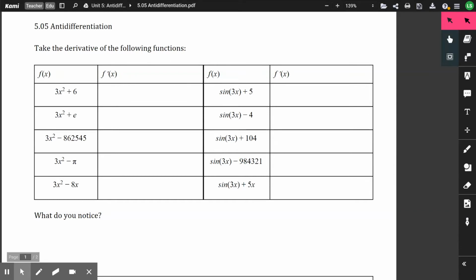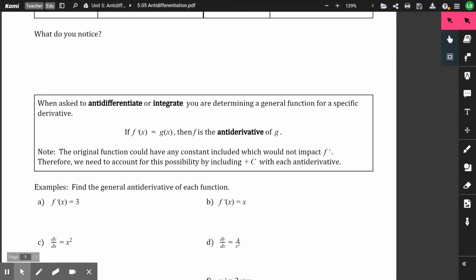Hi everyone. At this point, we have already taken a look at a couple of patterns between taking the derivative of f of x and looking at what patterns happen, especially dealing with the constants that are in f of x and how they disappear. We've talked about the idea of anti-differentiating, or integrating, meaning that we're determining a general function that works for a specific derivative. And this does include that plus c that we need to account for any constants that may disappear.